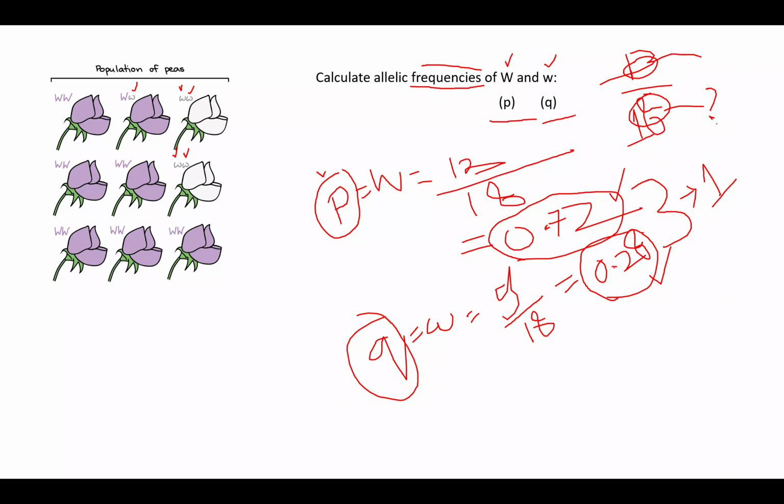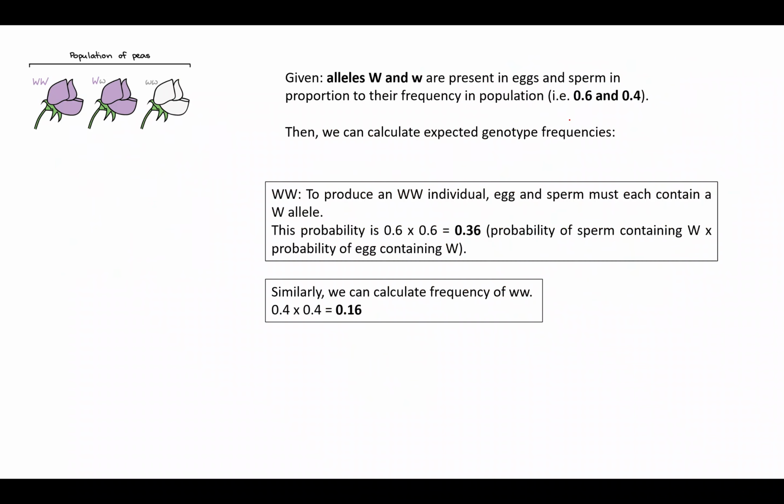Here I have written P and Q. So this part is clear. We calculated the allele frequency of the dominant allele, capital W, and the allele frequency of the recessive allele, small w, and we assigned them P and Q respectively. Now let's move forward.